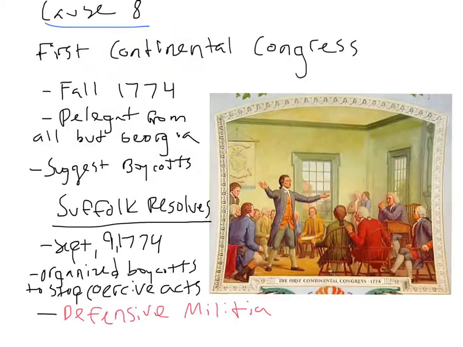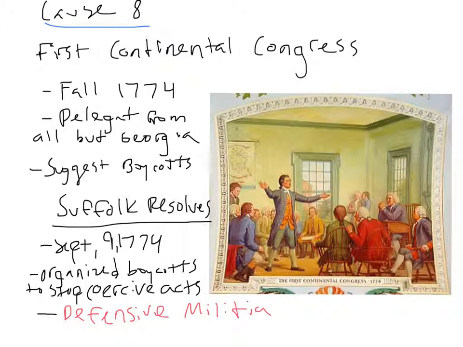Fall of 1774. Delegates from every colony but Georgia met in Philadelphia. This is known as the First Continental Congress. Patrick Henry gives the quote, "Give me liberty or give me death." Delegates announced the boycott of many British companies and also committees to support these boycotts.